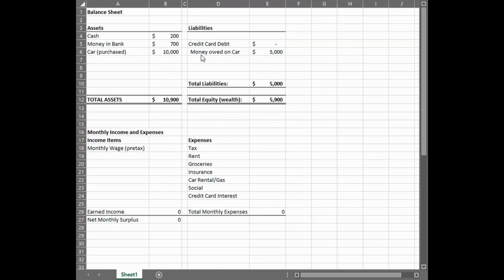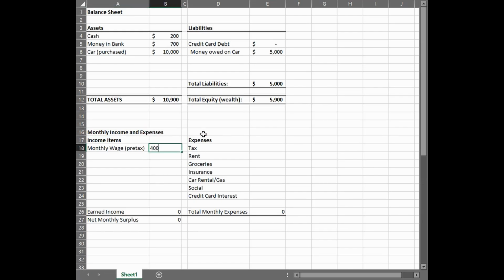Returning to our balance sheet example, I've made an income and expense section. Now, this isn't part of the balance sheet itself. Remember that income and expenses measure how the balance sheet changes from one balance sheet to the next over an interval of time, in this case, a month. So let's put some stuff in here.